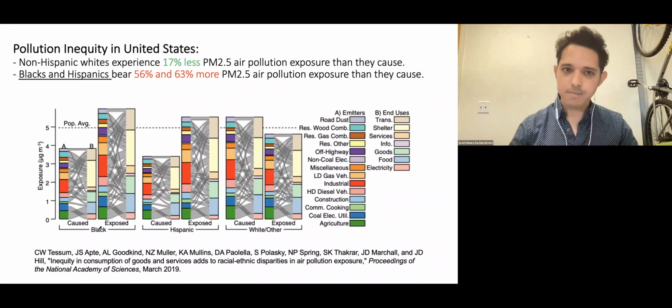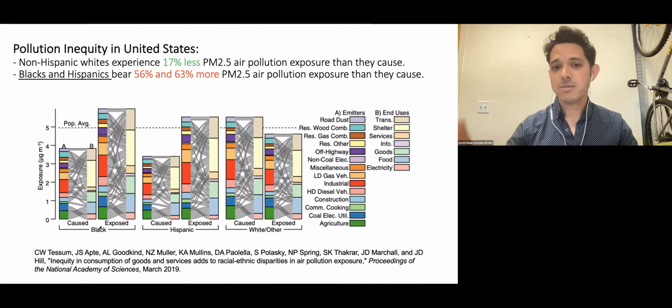Pollution inequity is a big issue in the United States. In fact, non-Hispanic whites experience almost 20% less PM 2.5 air pollution exposure than they cause. Blacks and Hispanics experience 50 to 60% more exposure than they cause, largely because these communities live in industrial areas or along transportation corridors or in agricultural centers, which disproportionately expose them to these types of emissions.